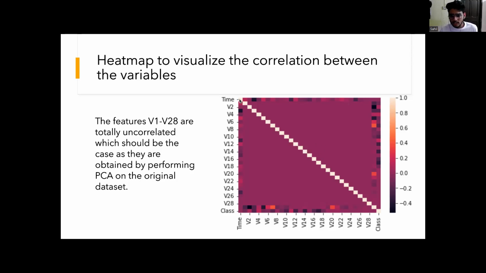And you can see this white line. The white line is showing 1. It means they are completely correlated, and it is an obvious thing that Time will be completely correlated with itself. So that's why we always get this white line in the center during visualization of a heat map.